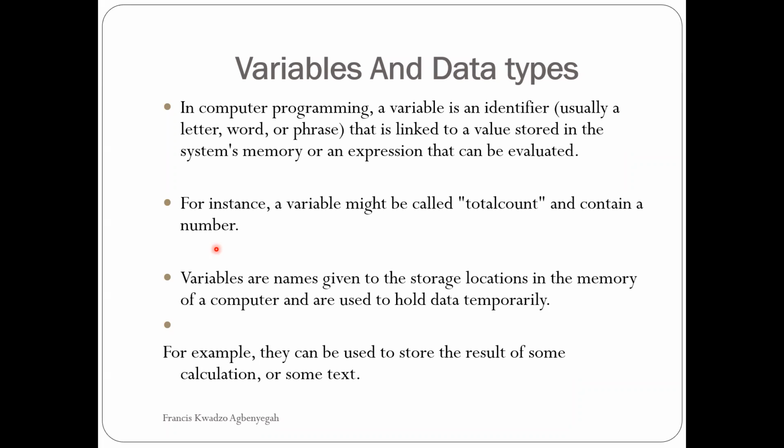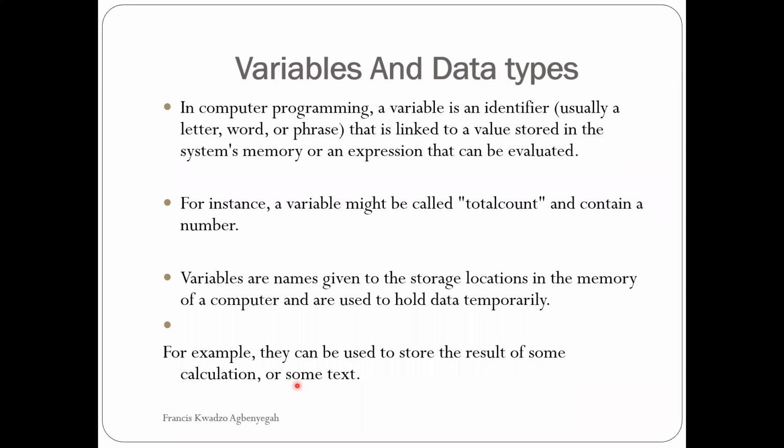You realize that in naming your variables, there are some rules that you should use whenever you are naming your variables, which we will look at shortly. So variables are just names given to storage locations in your computer memory, and they are used to store data temporarily. You know, variables store data temporarily. Once your program stops executing, the content of your variable is lost. That is why we say that they store data temporarily. For example, they can be used to store the result of some calculation or some text.